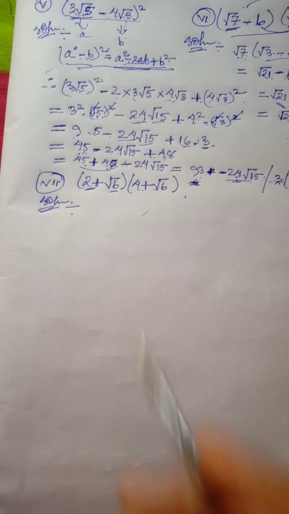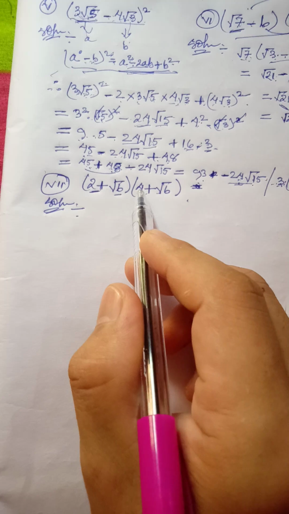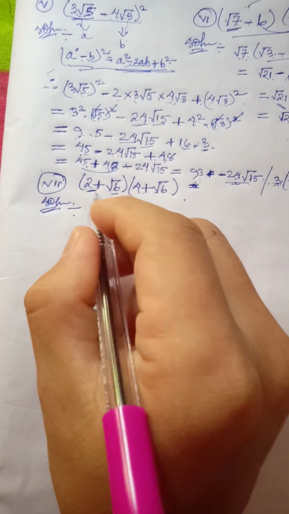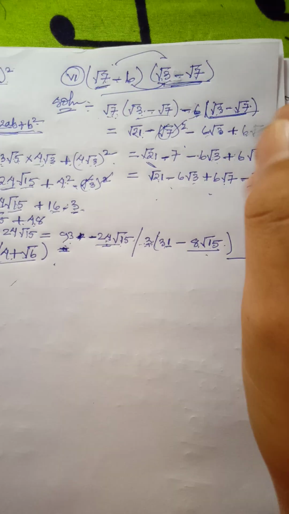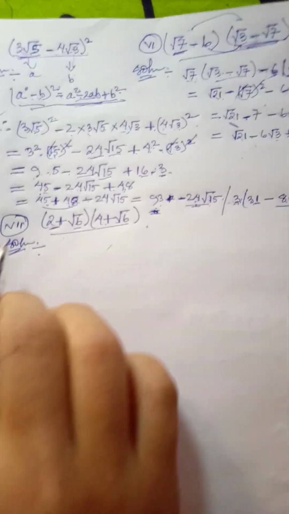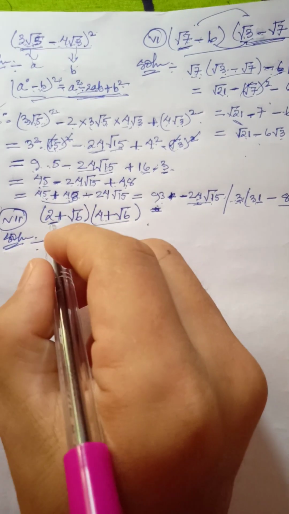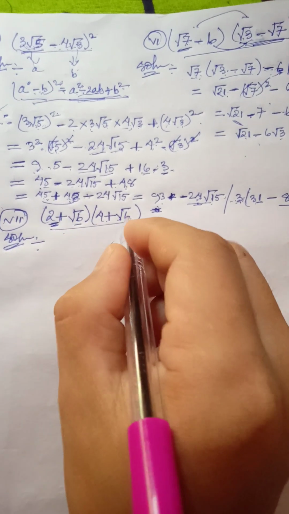Then let us proceed to Roman number 7. So what do we have in Roman number 7? That is 2 plus root 6, 4 plus root 6. Even in this, we are going to proceed with the same process that we used here. The process that we used here, we are going to use even in solving Roman number 7. So what do we have in Roman number 7? That is 2 plus root 6, 4 plus root 6.